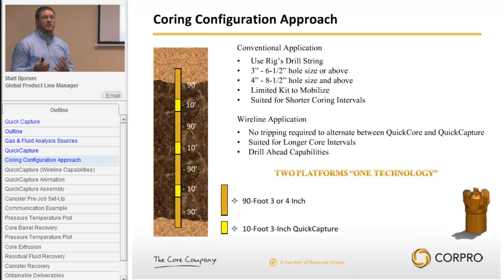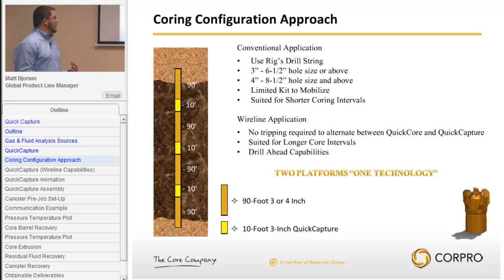Conventional method, you use the drill string that's already there on location, cost savings for the client yourself, and additionally working with the rig. We can take both a 3-inch and 4-inch applications. Conventionally, you're limited in what type of kit you needed to move to location. There's no extra drill pipe required, but the main importance for this is it's suited for shorter coring intervals or long drill breaks in between coring intervals. If you're only looking at taking 2 120-foot coring intervals and they're spread out over 300 meters, 100 meters, 1,000 feet, it makes the case for the conventional application.